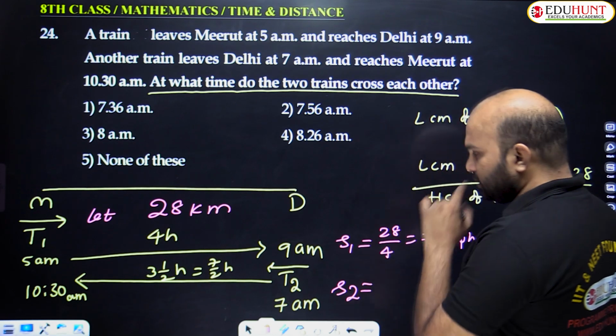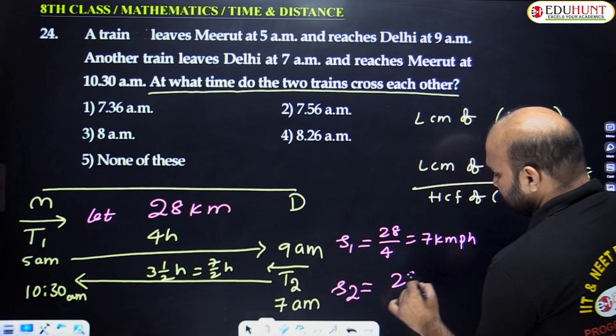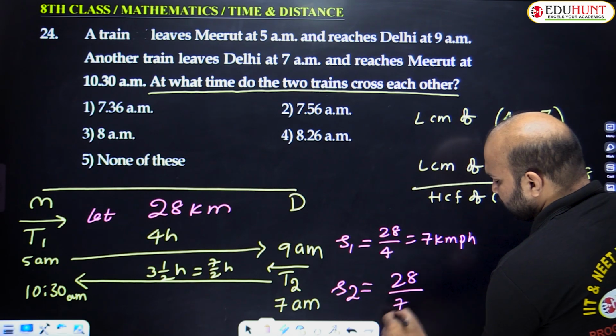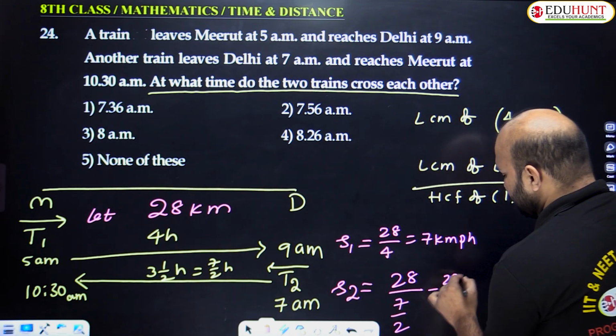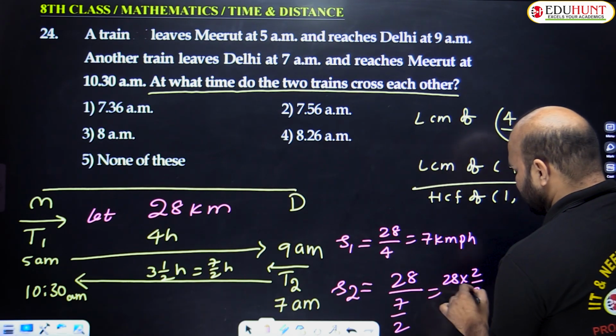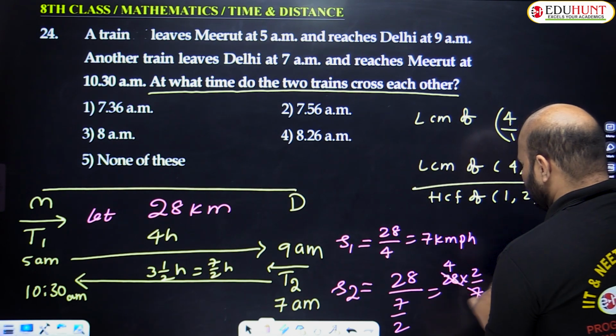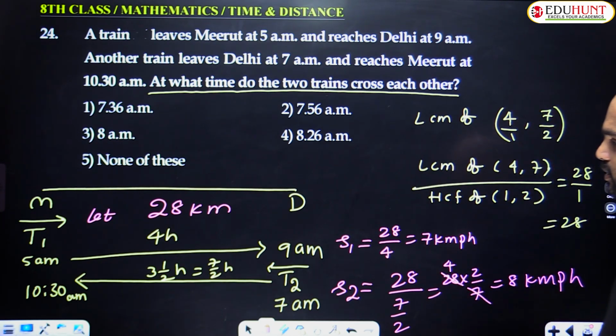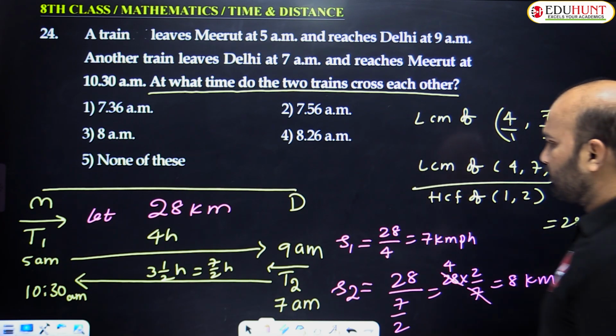So now I will get the S2 speed. The distance is 28. It takes 3.5 hours, nothing but 7 by 2. So it can be written as 28 into 2 by 7, just the fraction is reversed. 4 into 2, 8 km per hour. So the speed is also obtained. So clearly we need to understand.